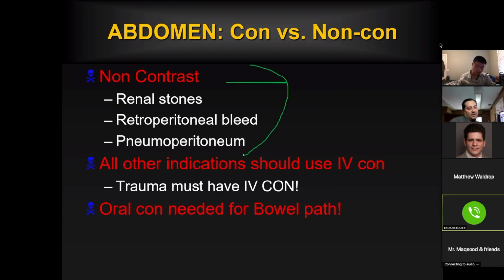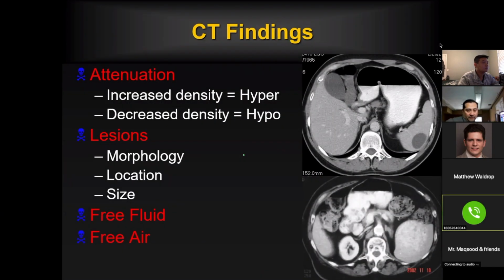Retroperitoneal hemorrhage is really going to be a shape or attenuation change of the retroperitoneum. We don't need contrast for that. Of course, pneumoperitoneum, like I showed, contrast isn't really adding anything to that. So other than that, we would use contrast.